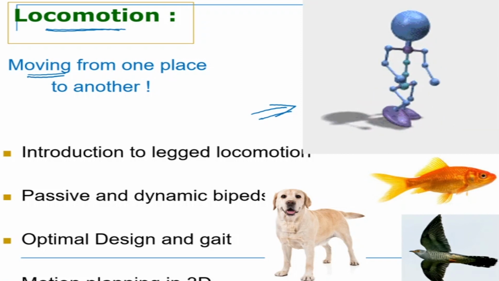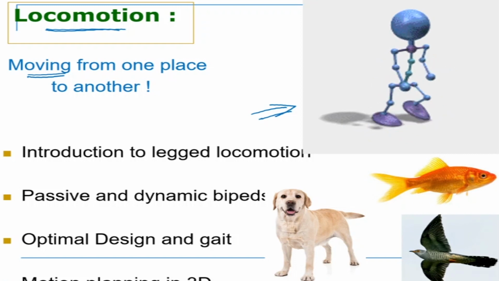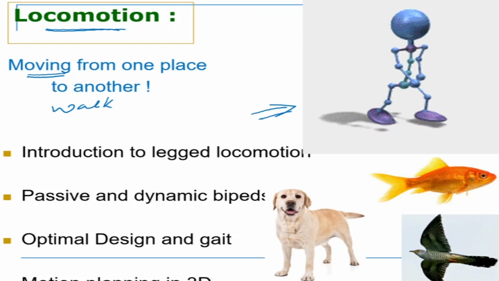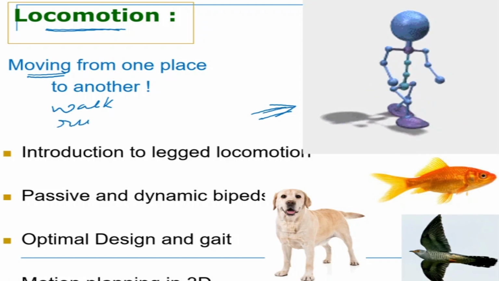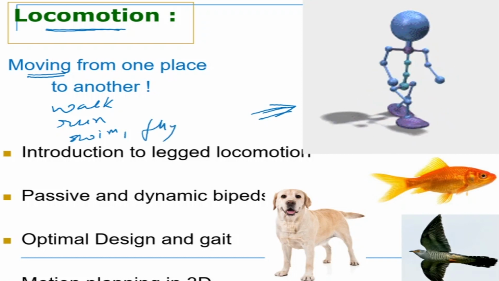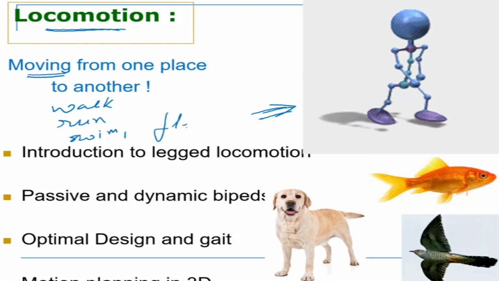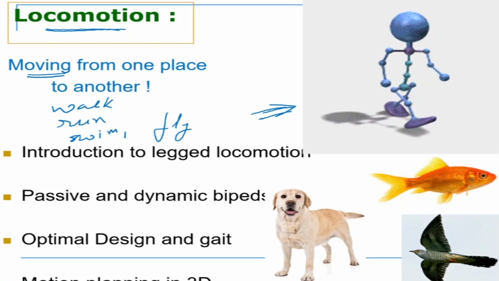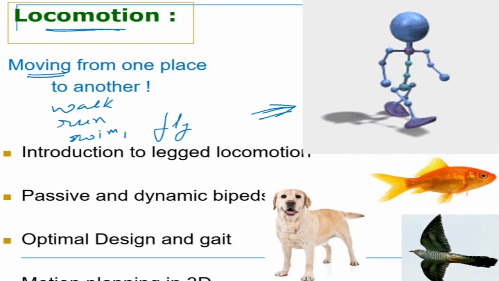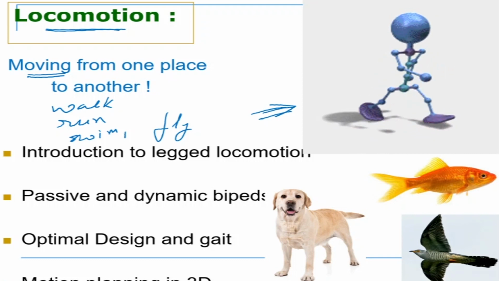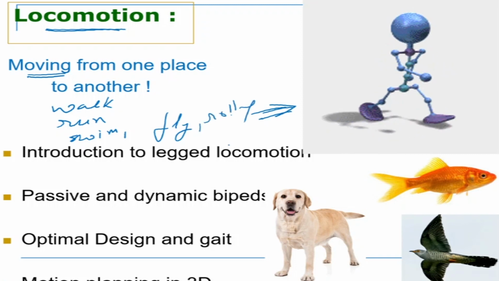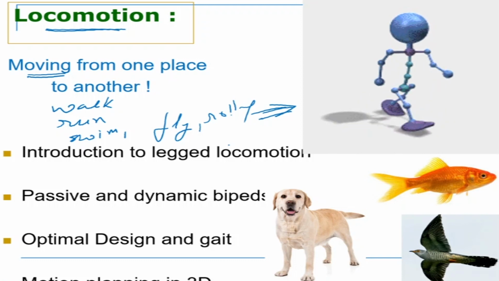Now there can be different ways by which you can move. For example, you can walk, as shown in this cartoon figure. Then you can run, swim, fly. All of them come under the same category of moving from one point to another point. That is what it means: moving from one place to another by walking, running, swimming, flying, rolling, etc.